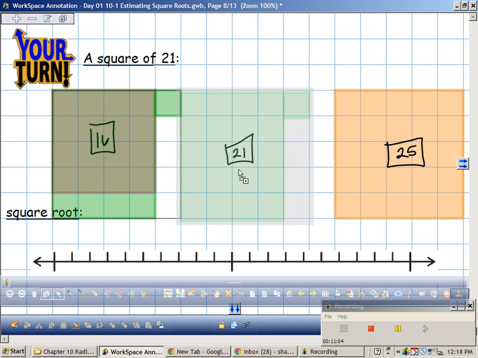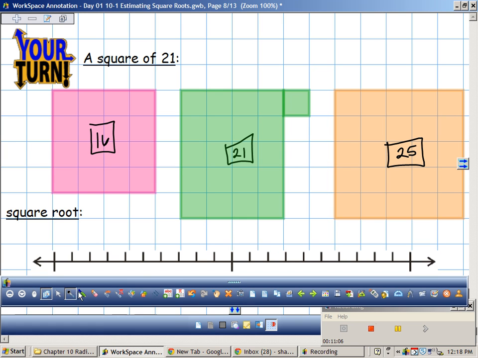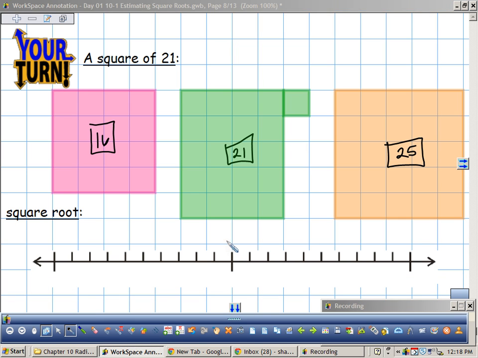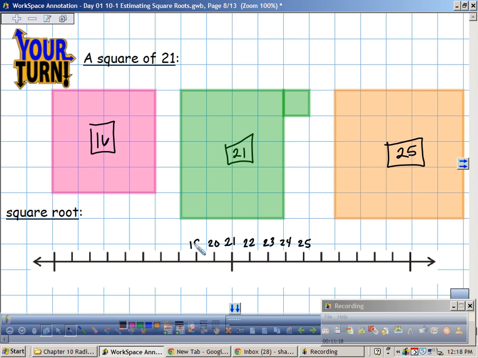Let's look and see what that looks like on a number line. So I'm going to put 21 in the middle. And this is 22, 23, 24, 25. And down here I'm going to go down to 20, 19, 18, 17, 16. What's the square root of 16? 4. What's the square root of 25?